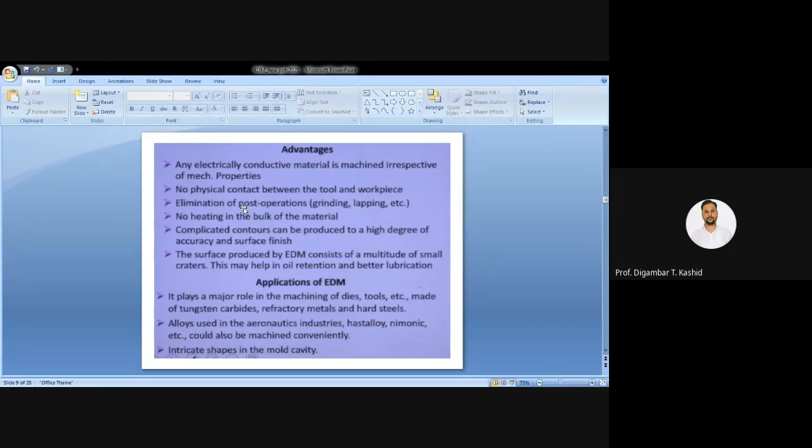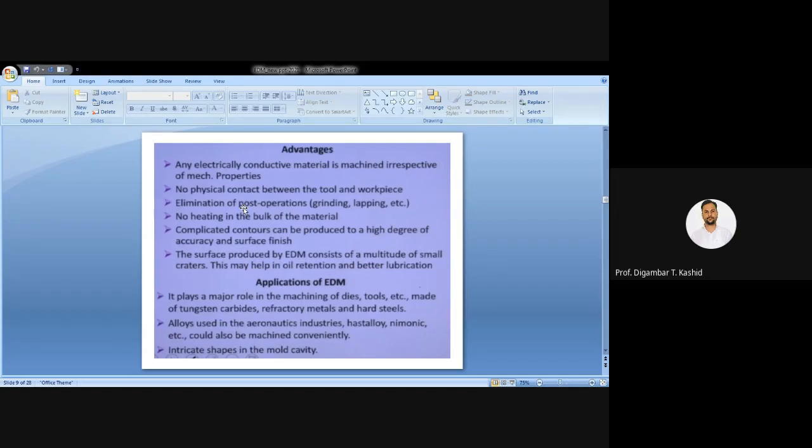Then the next advantage is no heating in the bulk of the metal. Only where the spark is actually generated will heating occur. So only the craters are there, which are in the sub-micron range. And so the entire bulk material is not heated using this process, as in conventional machining.